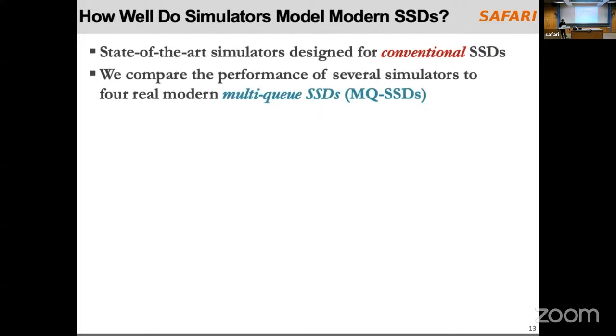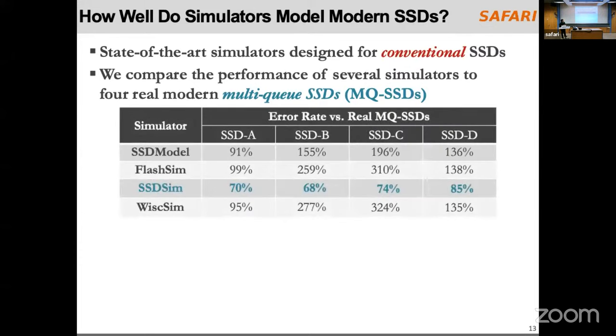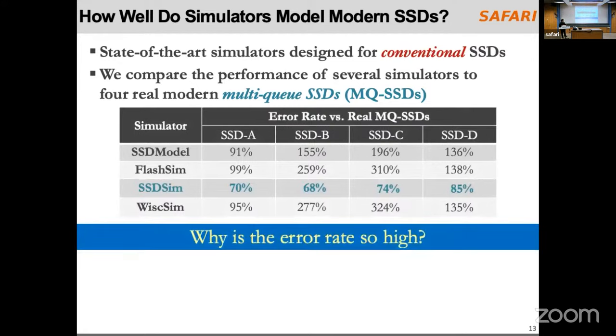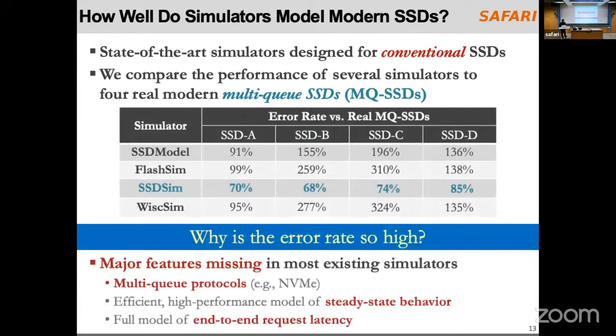If we compare the performance of several simulators to four modern multi-queue SSDs, we see that the error rate of the best performing simulator is around 70 to 85%, which is still a very high number when we are trying to accurately model the SSD. So why is this error rate so high? We think this is because the features of modern multi-queue SSDs are missing in these existing simulators, which means that the NVMe protocol is not supported by many of them.